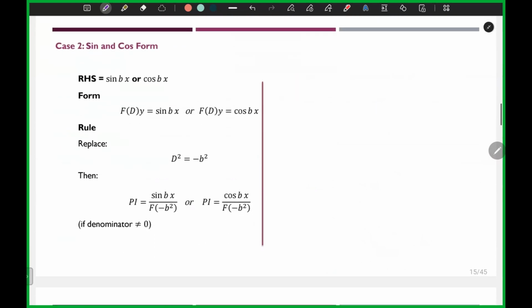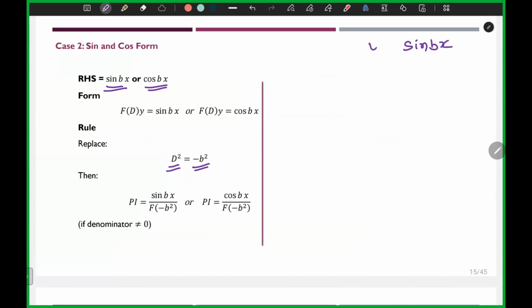Next we have the sine and cos form. So the right hand side is of this form, sin bx and cos bx. What we do is simply replace D squared by minus b squared. Why do we do that? The same thing as we did earlier for e to the power ax.